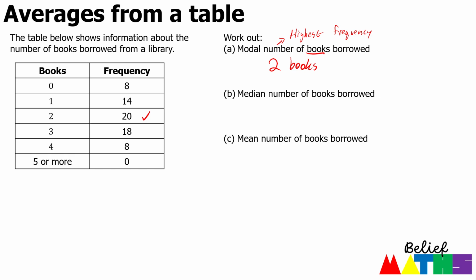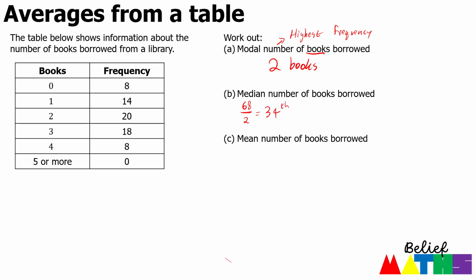It then asks you to look at the median number of books. Now, for the median number of books, we need to find that middle person. Well, first of all, we need to know how many people there are. So if we add our frequencies up, 8 plus 14 is 22, plus 20 is 42, that's 60, that's 68 people. So we're going to do 68 divided by 2, because we want to find halfway. 68 divided by 2 is 34. So we need to find the position of the 34th person.